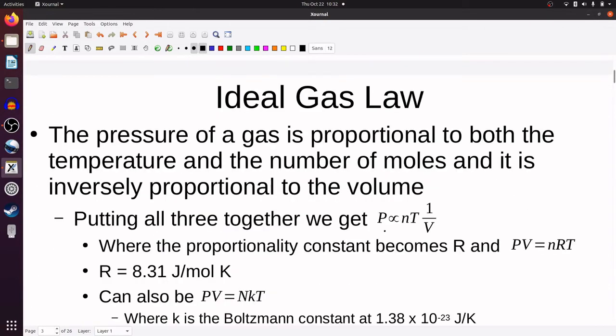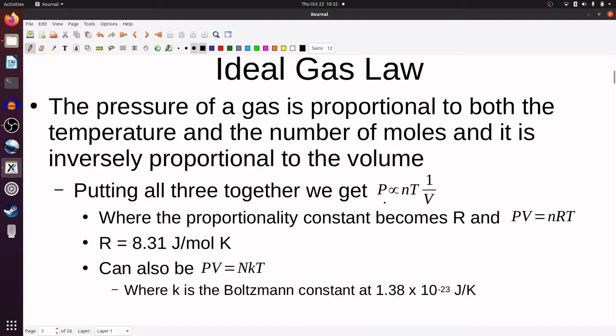All right, ideal gas law. The pressure of a gas is proportional to both the temperature and the number of moles, and it's inversely proportional to the volume. Putting it all together, we get that P is proportional to nT times 1 over V, and I'll show you where that comes from in a moment. There's a little symbol right there. This just means proportionality. We'll get to the proportionality constant in a moment, but that symbol just means proportional.